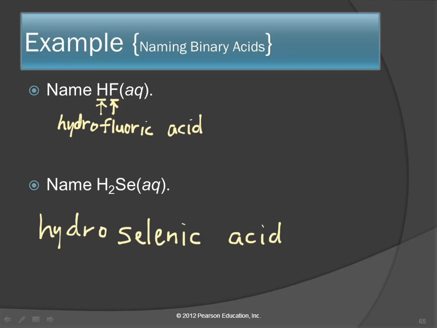There are not very many of the binary acids. There's like a gazillion ionic compounds, and there's like half a gazillion molecular compounds. And these binary acids, there's just a handful of them.